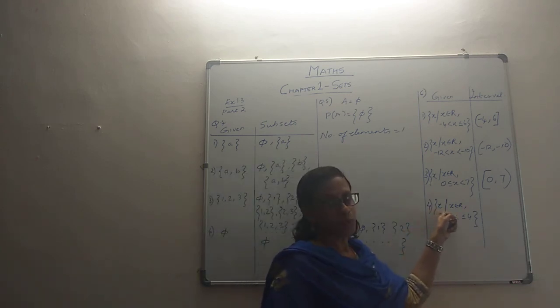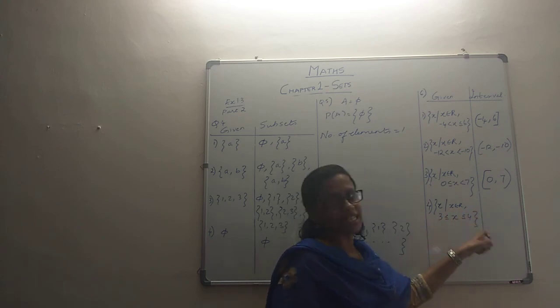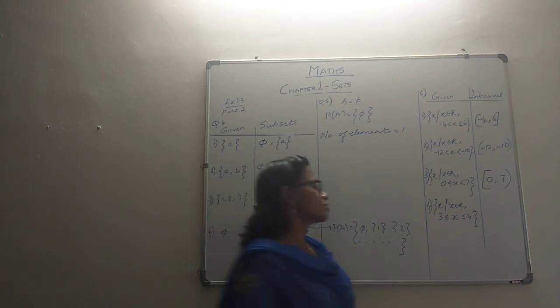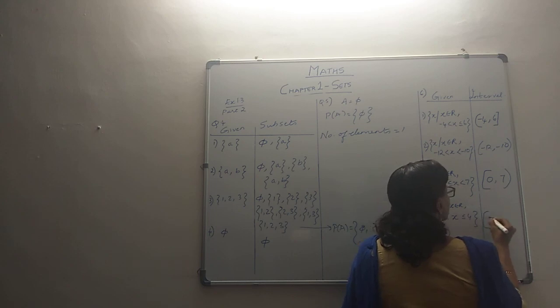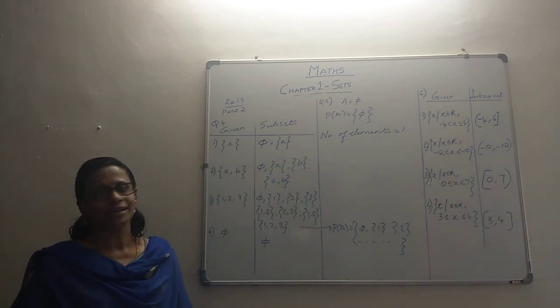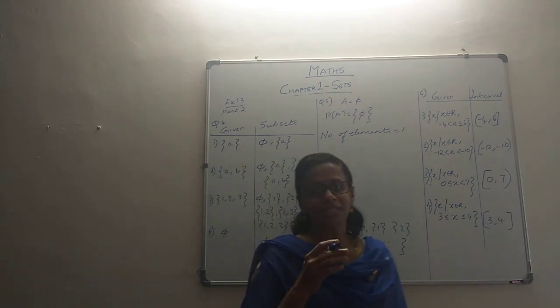Now the next one is a set of all the X such that X is a real number and 3 is less than or equal to X and that is further less than or equal to 4. Both points are included, 3 and 4 are included. So therefore, when you represent it, we use a square bracket. So this will be square bracket 3, 4. So that is how we are having the representation of an interval.